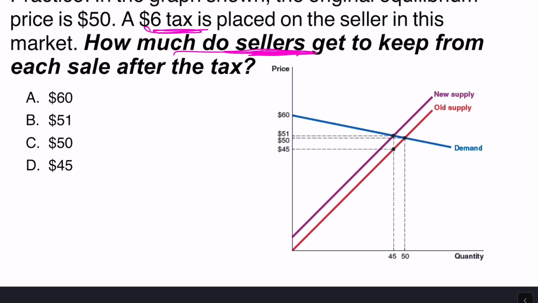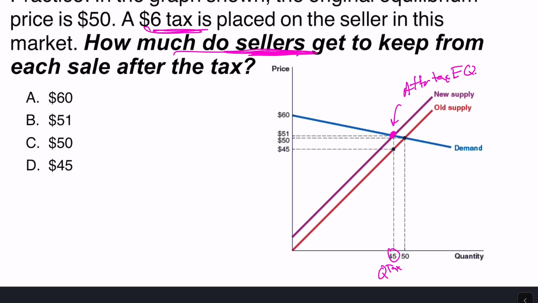Okay, again, we always start with finding our after-tax equilibrium. That's going to happen with our new supply, which is supply plus tax. We can do our after-tax equilibrium. We can bring that down to the quantity axis to get our quantity tax of 45.